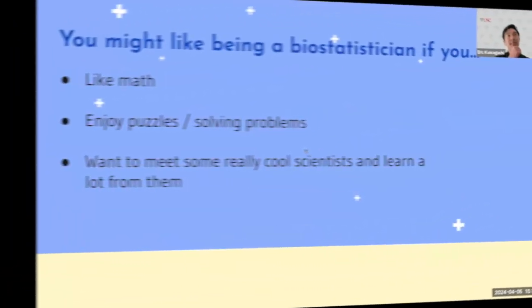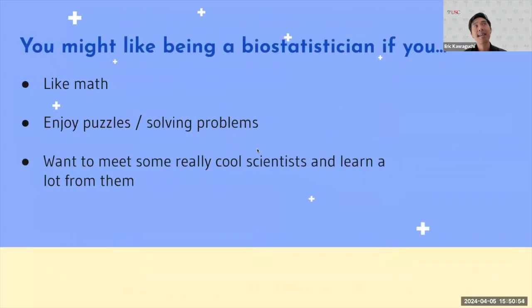And then lastly, I just wanted to say, if you think you want to do biostatistics, or if you think you like statistics, here's a good way to know if you may or may not want to do it. This is what I got when I started becoming a statistician: you might like being a biostatistician if you like math. So if you like math, that's already a really good sign. You might want to do statistics or biostatistics in the future.